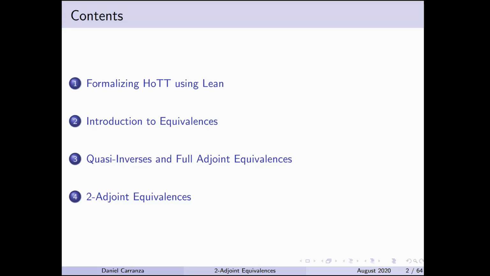Then I'll be taking a specific look at the type of quasi-inverses. There's a proof that these things are not propositions, which I will be optimizing and modularizing. And this proof will carry us onto full adjoint equivalences and later full two-adjoint equivalences. And obviously, our final section, which will hopefully be the meat of the discussion, is on two-adjoint equivalences themselves.